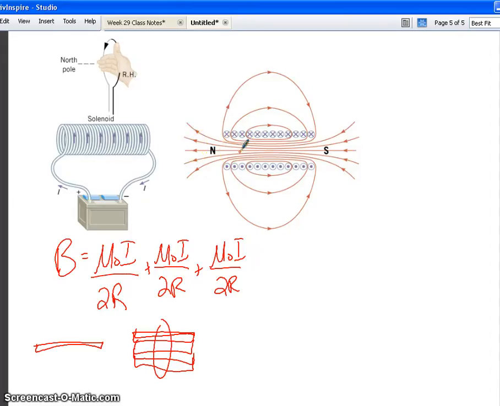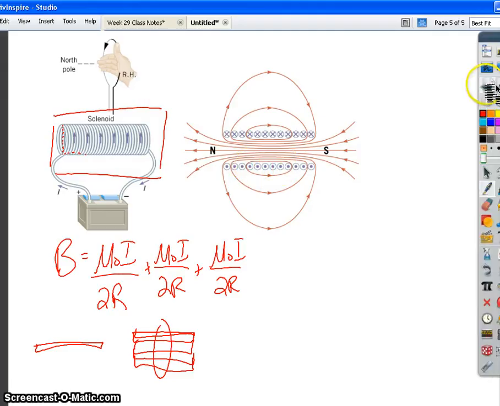And this picture right here, basically they took this solenoid and they cut it in half. They cut it in half right along this line right here. Okay, and so this is the solenoid right here, showing you the bar magnet inside. Okay, so let's go back here a second.